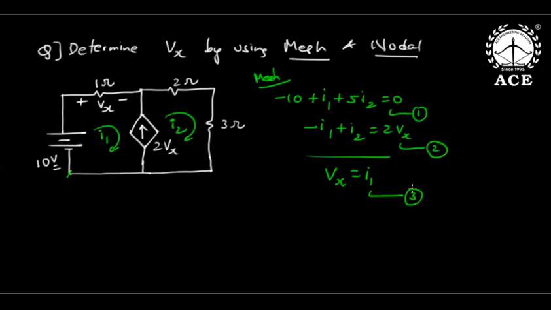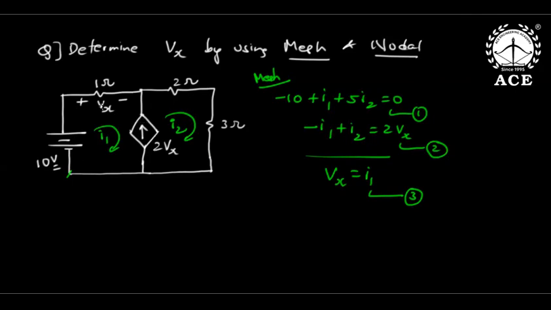Okay. Everyone observe these three. See, first is a normal super mesh. Why is it a super mesh? Because there is a dependent current source as a common branch between two meshes. So open and write the KVL. Then difference I2, I1, but resultant is going up now. So I2 minus I1 is 2Vx.